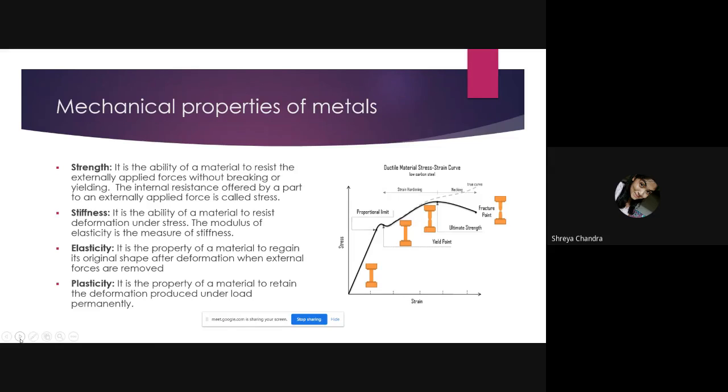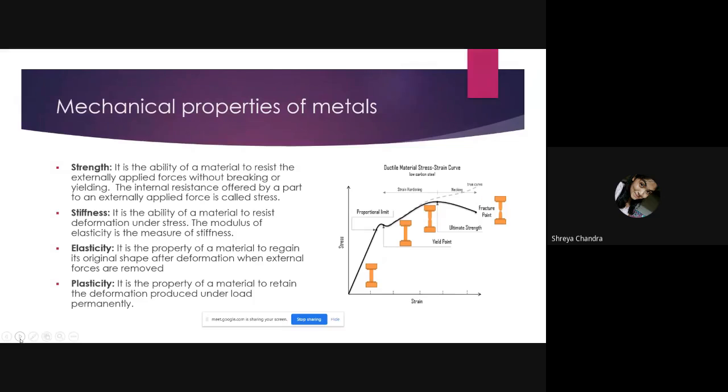Now, what do you mean by elasticity? When we apply force on a body, the body undergoes deformation, and the property due to which the body regains its original shape is known as elasticity. This is because of elasticity.